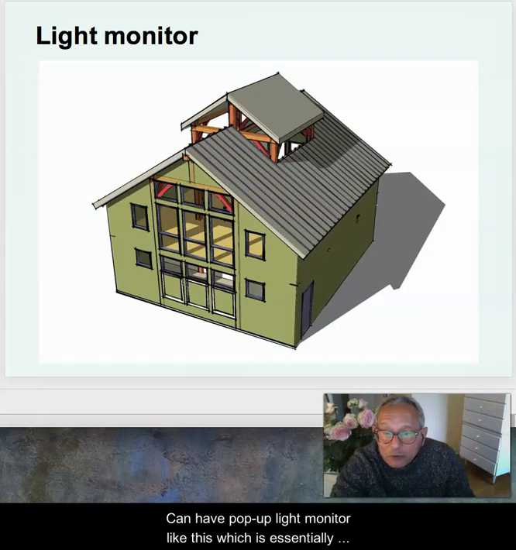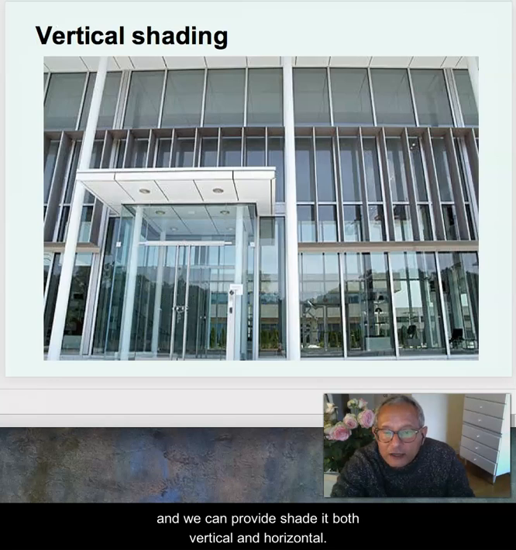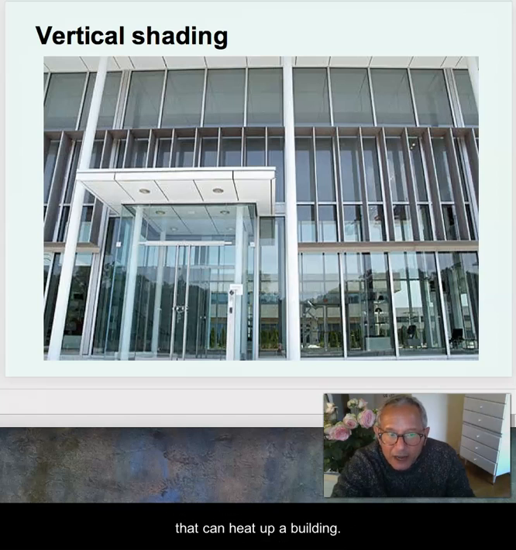We can have a pop-up light monitor like this, which is essentially like a shielded skylight. And we can provide shading, both vertical and horizontal, to prevent particularly those low rays in the late afternoon that can heat up a building.